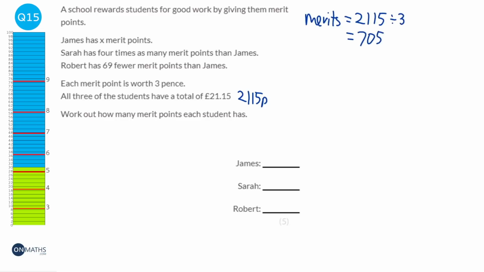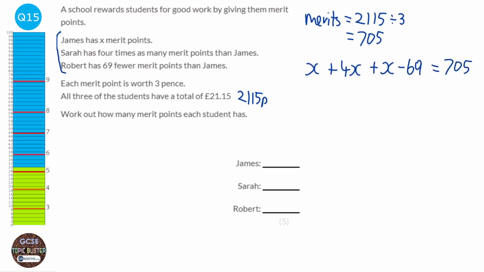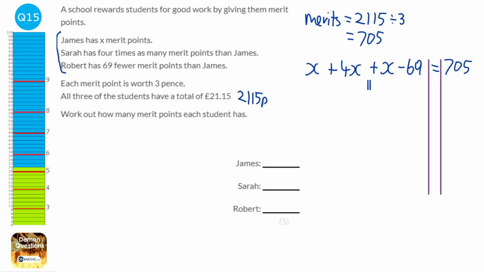Next, have a look at the question here, this part here, where it says James has x merit points. Sarah has 4 times as many points as James, so she's going to have 4x. Robert has 69 fewer merit points than James, so he's going to have x minus 69. And we know that that equals 705 because we've just worked that out. And this feels like a solving coming on. So we've got x plus 4x plus x, which is 6x.